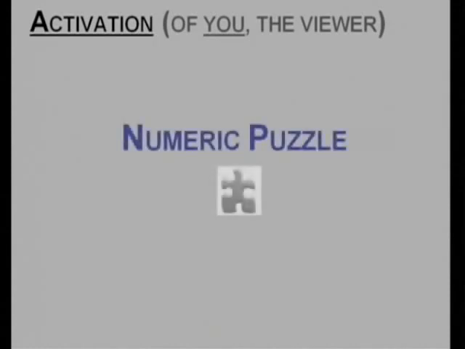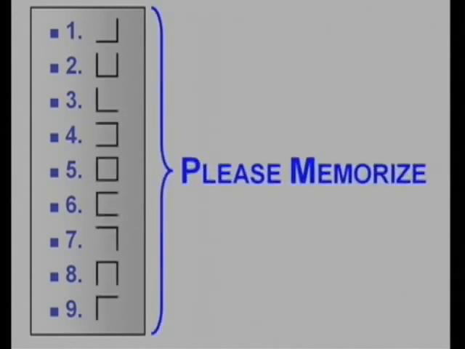Since we were talking about activation, I'd like to activate you, the viewer, using the following puzzle. Please consider the following numeric transcription system, where 1 is written like this, 2 like this, and so forth. I'll give you 10 seconds. Now I'd like you to write down, say, the last 5 digits of my office phone number, 18725, in this numeric system.